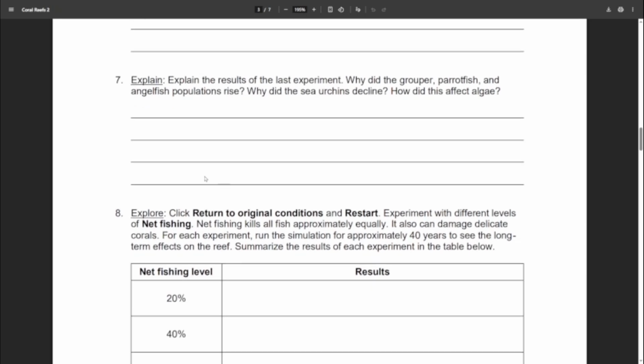All right, number 8, explore. Return to original conditions and restart. Experiment with the different levels of netting. Net fishing kills all approximately equally, so you'll have equal opportunity to get a fish in your net. It also can damage delicate corals. For this experiment, run the simulation approximately 40 years to see the long-term effects on the reef. Summarize the results of the experiment in the table below.